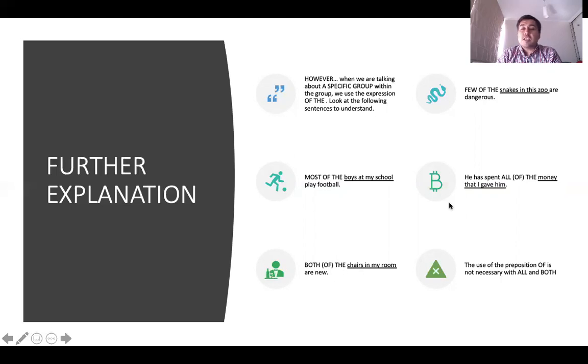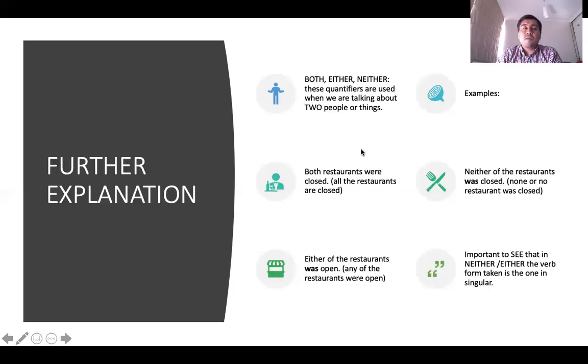Now, if you see here in the last two examples, we have all of the and both of the. It is because the preposition of can be taken out. So you can say, for example, he has spent all the money that I gave him instead of all of the money. And both the chairs in my room are new. You can say that instead of both of the chairs. Keep that in mind.